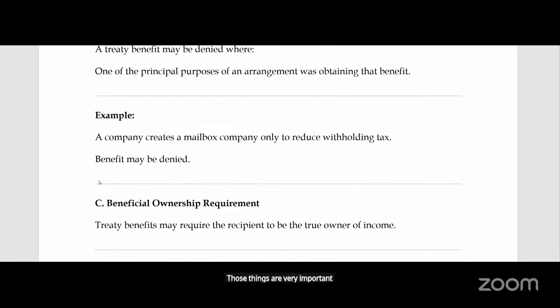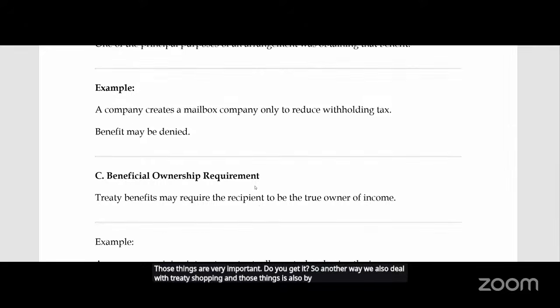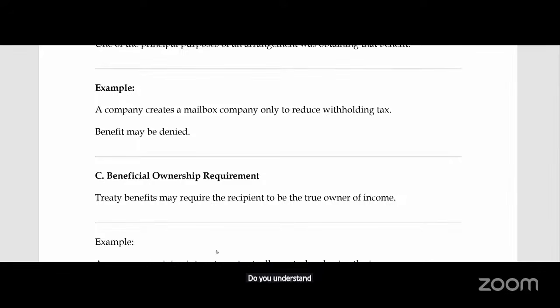Do you get it? So another way we also deal with treaty shopping is by the beneficial ownership requirement. So treaty benefits may require the recipient to be the true beneficial owner before you can enjoy the treaty benefits. Do you understand?